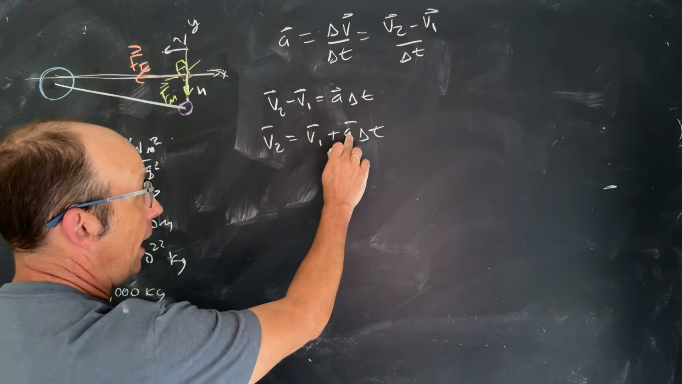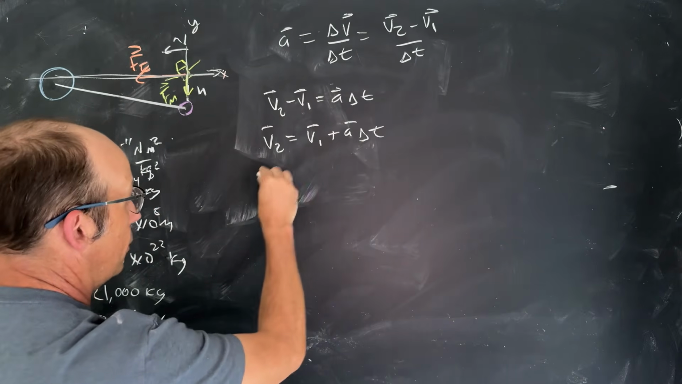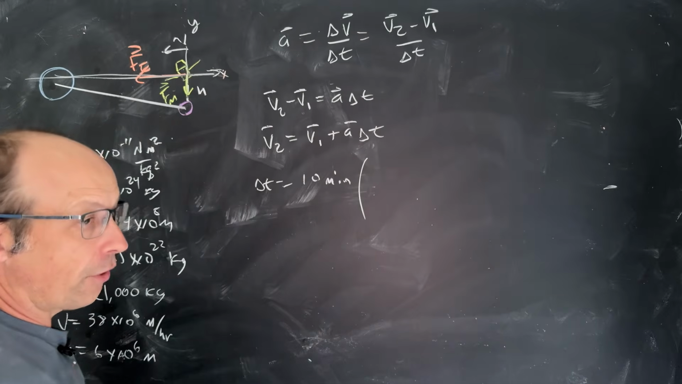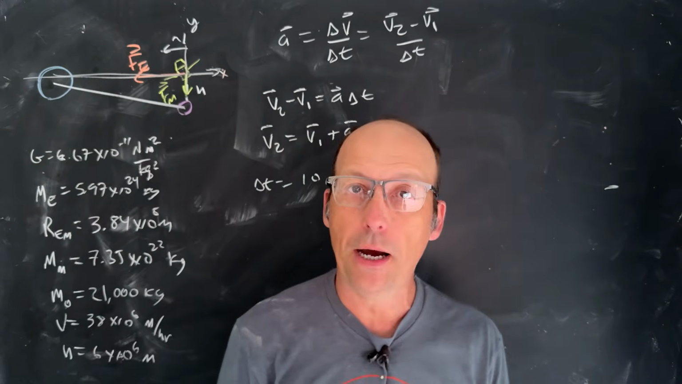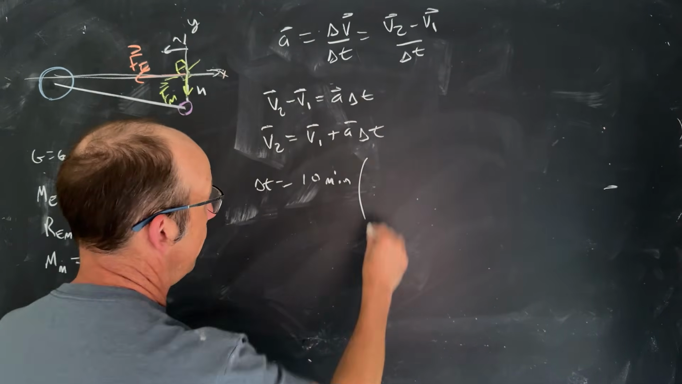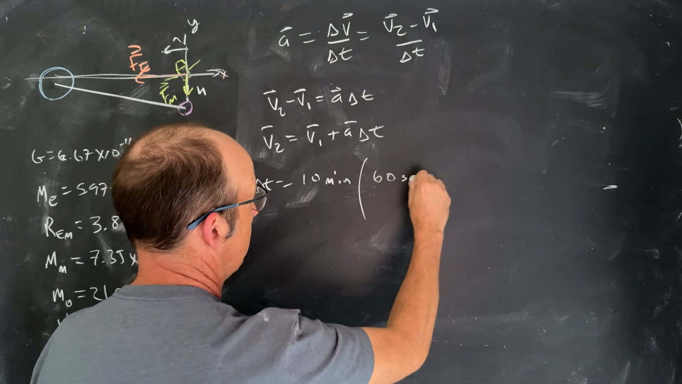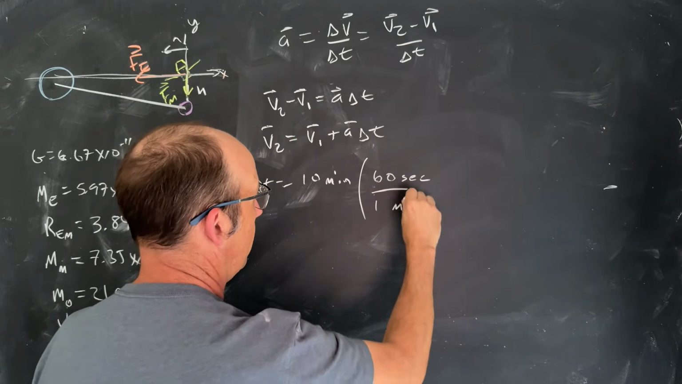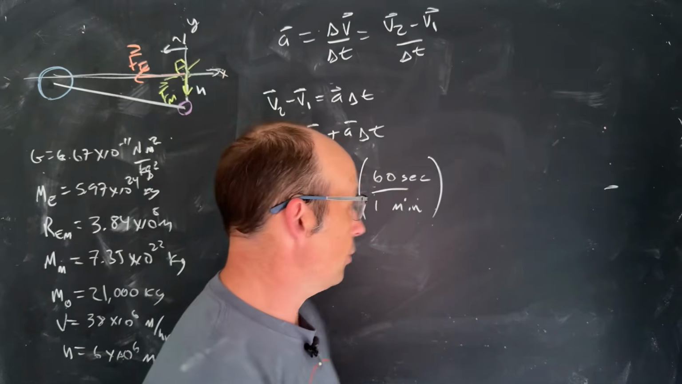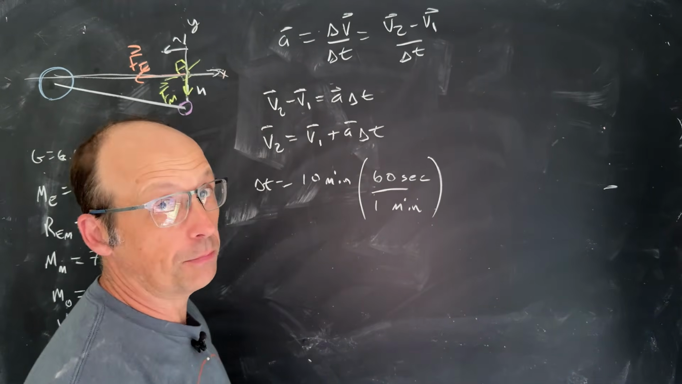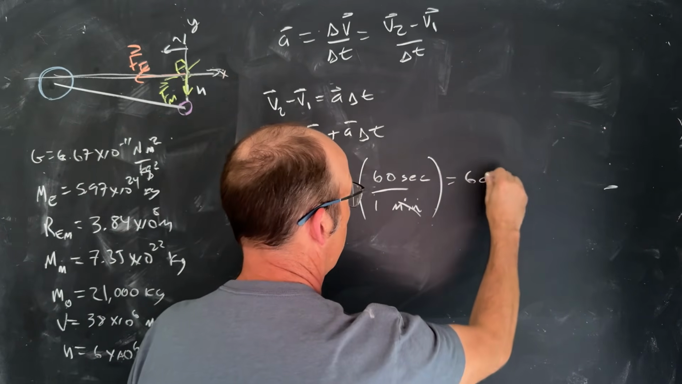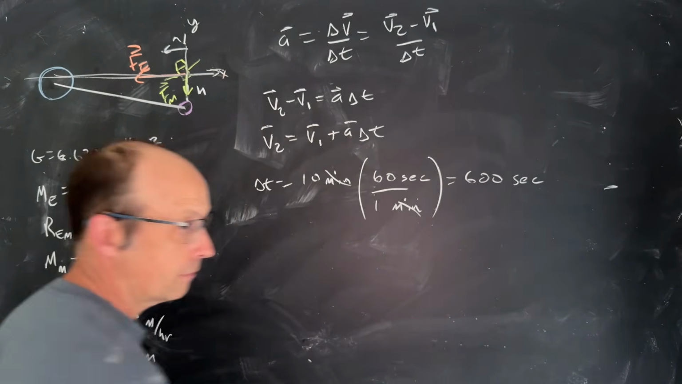So we need to get delta t in seconds. So delta t is 10 minutes. And when we convert units, we always want to multiply by 1. If I multiply by the fraction 1, I don't change anything. So if I multiply this by 60 seconds over 1 minute, this fraction, 60 seconds is 1 minute, so this fraction is 1. So I'm multiplying 10 minutes by 1. I'm not changing it. But the minute units cancel, and I get 600 seconds. So there's my delta t.